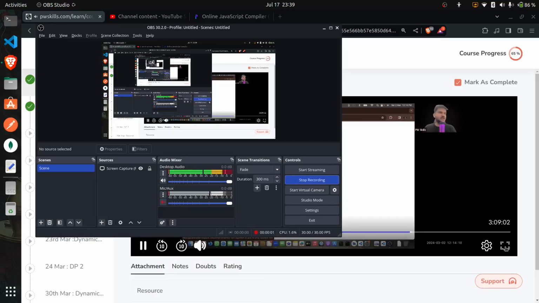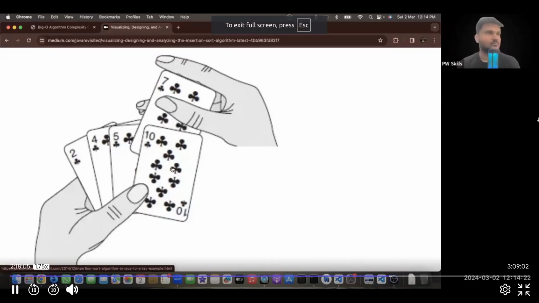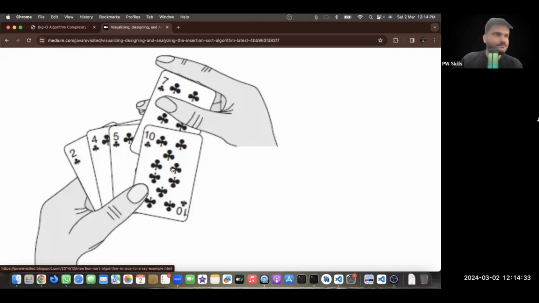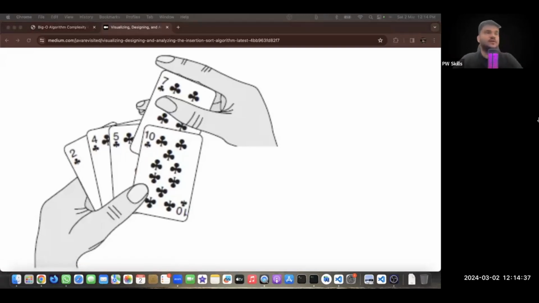This is generally how people arrange cards in their hands. Yes or no? So that when it's your turn, it's easy to search what all cards you have. Right? This lays down the foundation of one more very interesting sorting algorithm. Let's start talking about that.